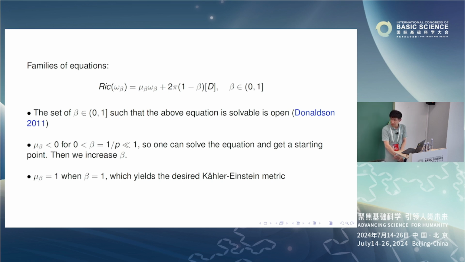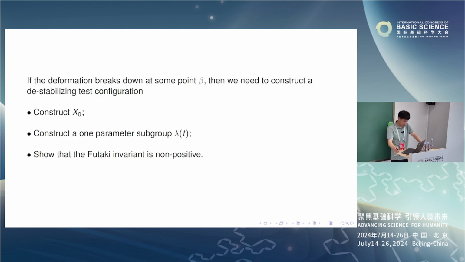And we know that for negative Kähler-Einstein, we can apply the technique of Yau and Aubin to solve the equation. So we start with beta very small, then mu beta is negative. We can solve the equation, and then Donaldson proved that you have openness. You can always increase beta a little, and the point is we need to increase beta until beta equals 1. If the deformation breaks down at some point beta, then we need to construct a destabilizing test configuration. That involves three things: X0 as a limit object, a one parameter subgroup that degenerates X to X0, and then showing the Futaki invariant is non-positive.